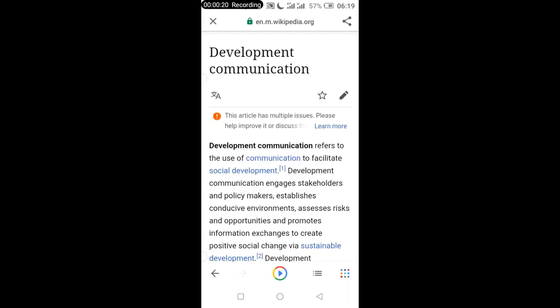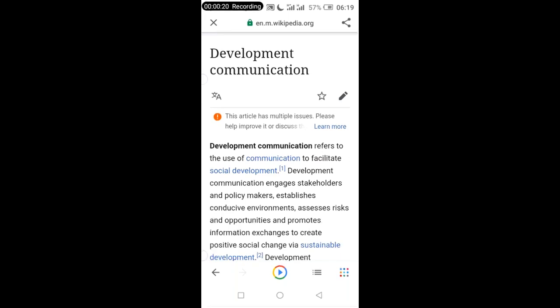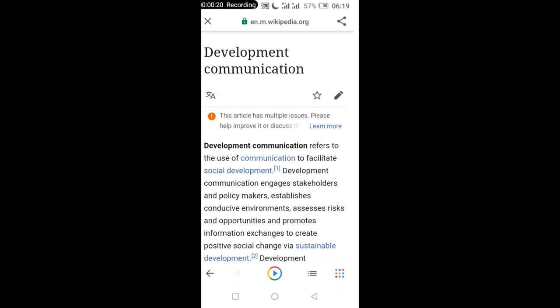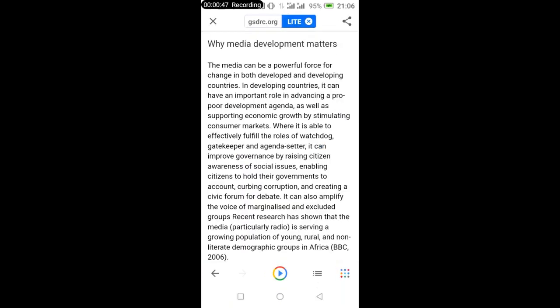Now, all of this cannot be made possible if there is no line of communication. So it is the media people that ensure there is a good line of communication. When we talk about development communication, we are talking about the use of communication to promote information exchange to create positive social change. Positive social change. So that is part of what communication for development brings or fosters.